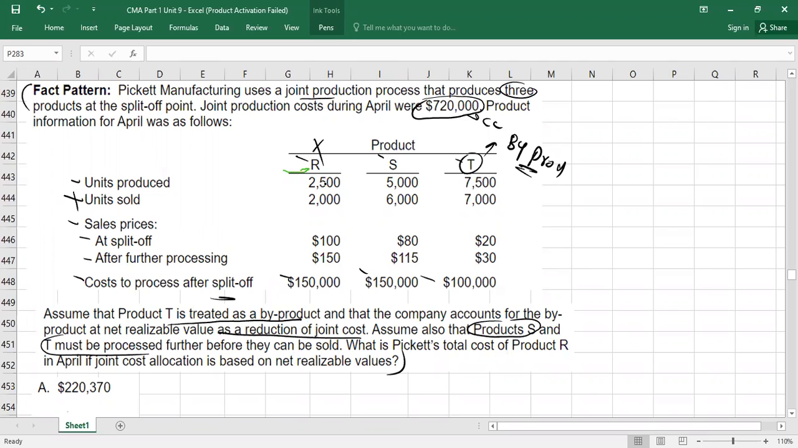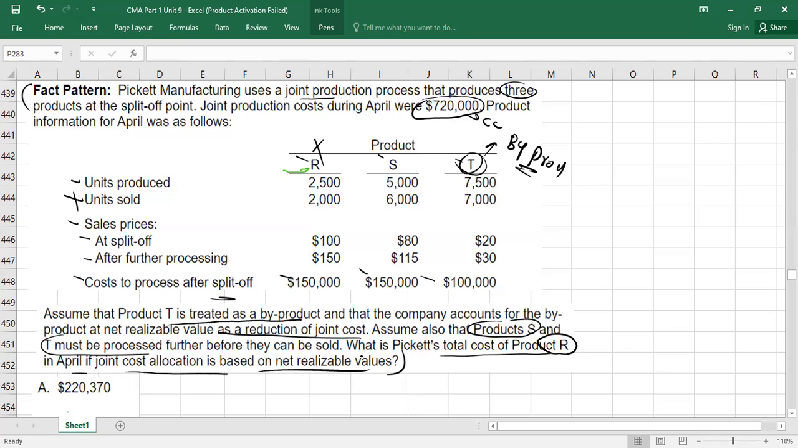Understood? As we are going to process further. Now tell me guys, if we are going to process further S, which is the product S? Here, and T is here. S and T is going to be processed further before they can be sold. Now they're telling you what is the total cost of product R. What is P's total cost of product R in April? Is joint cost allocated based on net realizable value method.